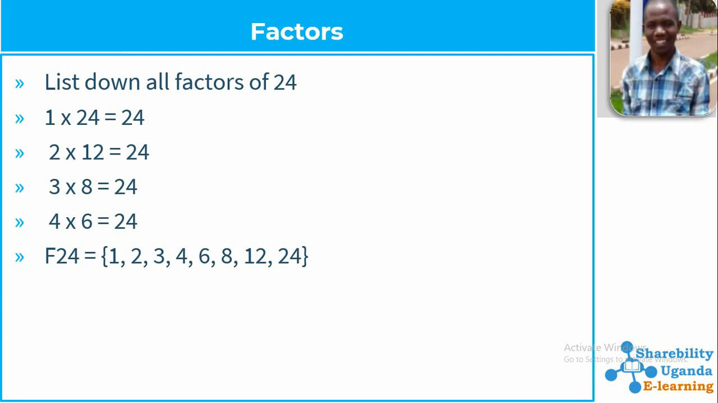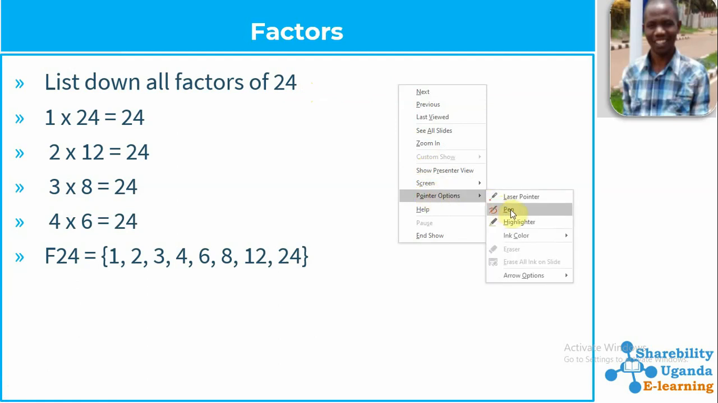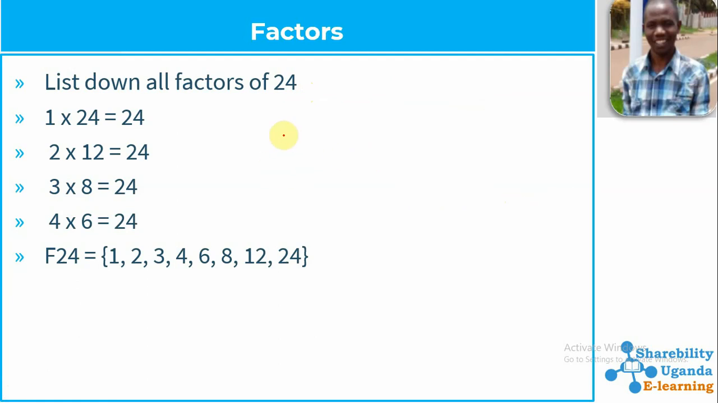So here we shall now come back to what we call factor numbers or factors. How do we identify that this is a factor number? Okay, for example, they tell us to list down all the factors of 24. This simply means that our 24 here is a factor number. So how do we get the factors of 24?